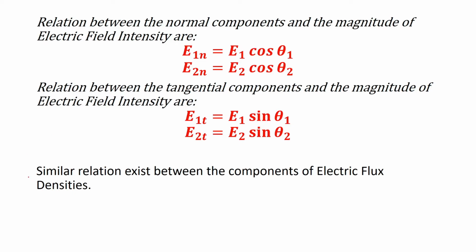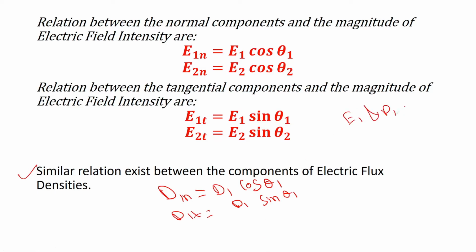A similar relationship does exist between the components of electric flux density. That is, if somebody asks you what is the magnitude of electric flux density along the normal component in medium 1, then the answer would be D1 cos theta 1 and D1t would be D1 sin theta 1. Because the direction of E1 and D1 are the same.